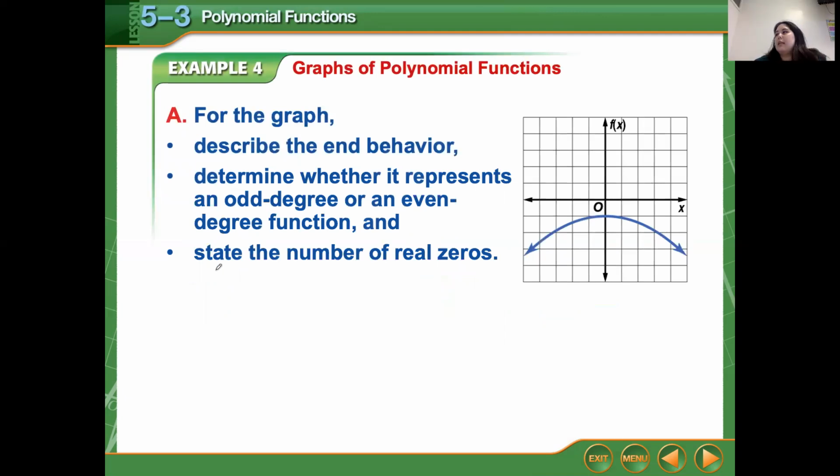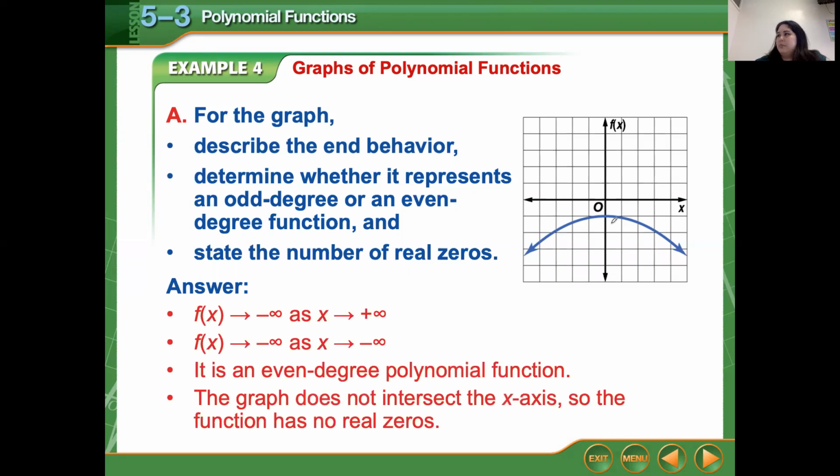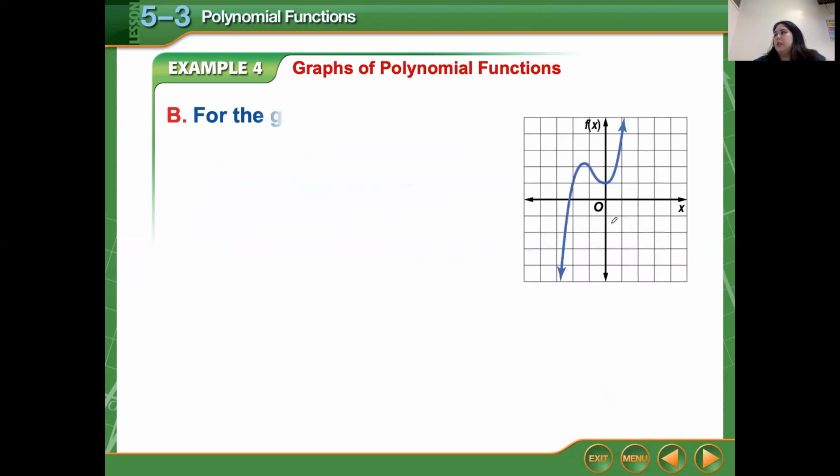Looking at this graph, we're going to describe the end behavior, determine if it represents an even or odd function, and state the number of real zeros. We can tell based on my end behavior, it falls to the left and falls to the right. I can see it never touches the x-axis, so there are 0 real zeros. And because my end behavior is the same in both directions, I do know it is an even degree. And again, pause the video as needed.